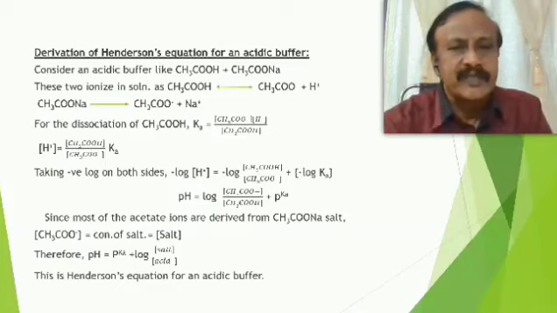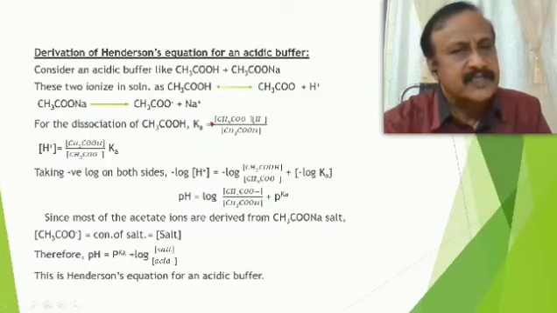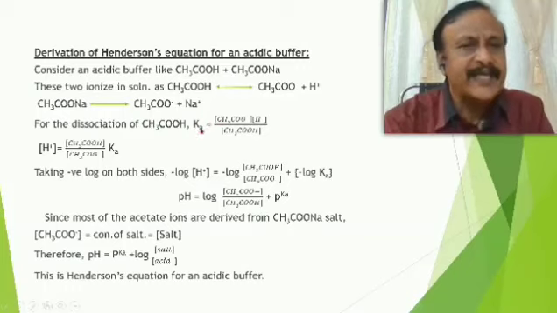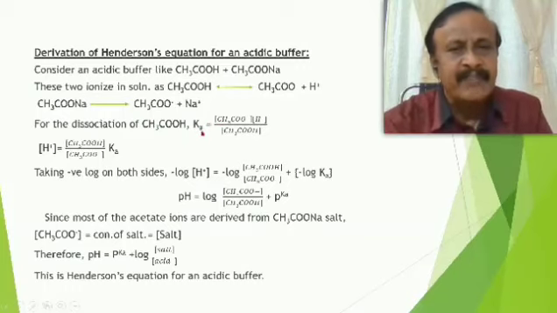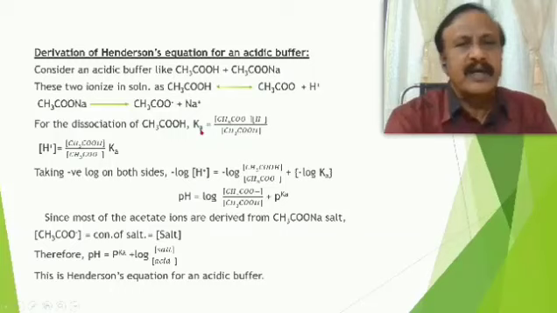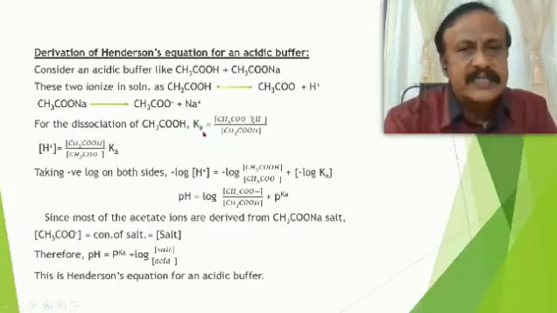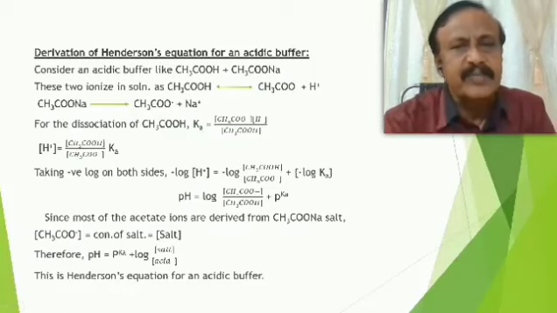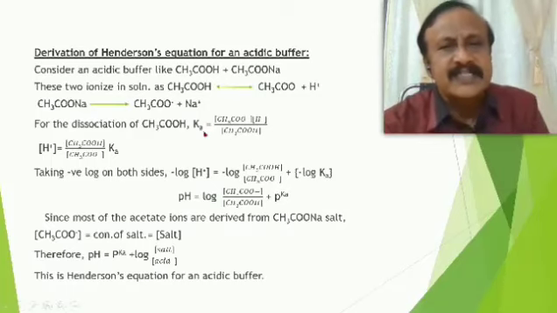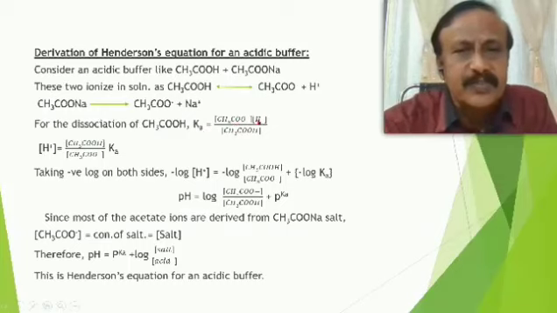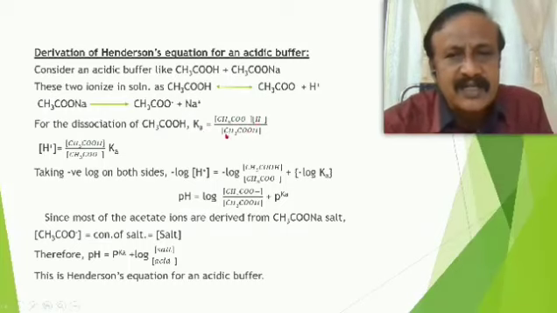Now for the dissociation of acetic acid, if you apply the law of chemical equilibrium, the equilibrium constant is equal to concentration of products divided by concentration of reactants. Using this general formula, we can write Ka is equal to... why is it Ka? Ka is there because the compound used here is a weak acid, therefore its equilibrium constant is the acid dissociation constant, which is equal to concentration of acetate ions times concentration of H plus ions divided by concentration of acetic acid.